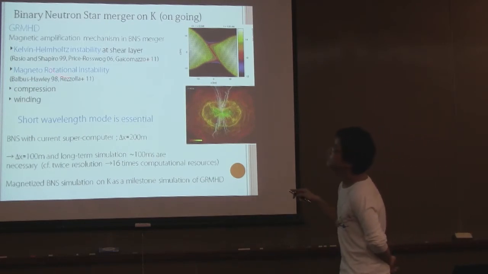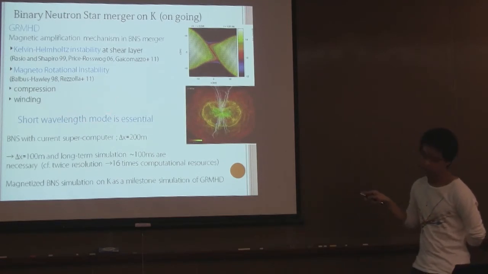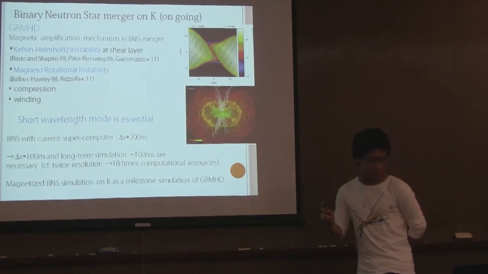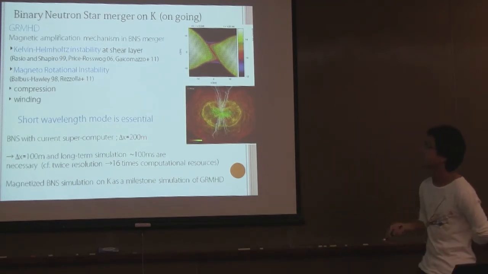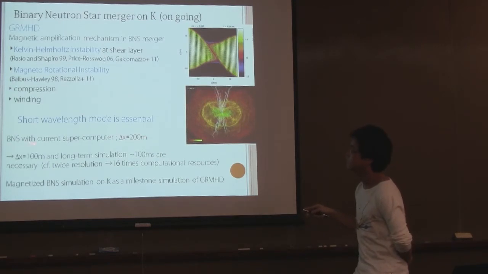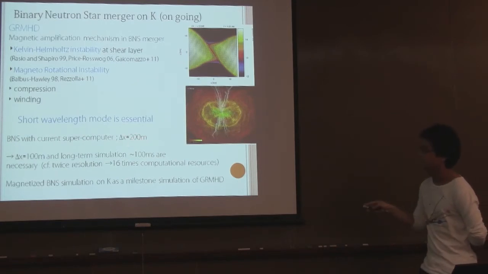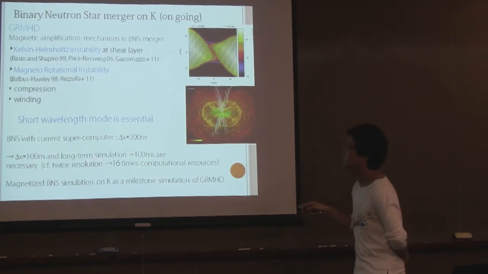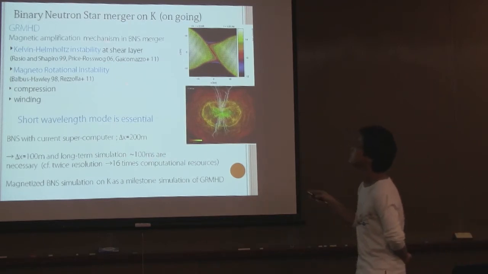In both amplification processes, a short wavelength mode is essential. This means that you need massive parallel simulations. The typical grid resolution in magnetized binary neutron star merger simulations is about 200 meters, but we estimated that 100-meter resolution and long-term simulation for 100 milliseconds are required to figure out the magnetic field amplification.